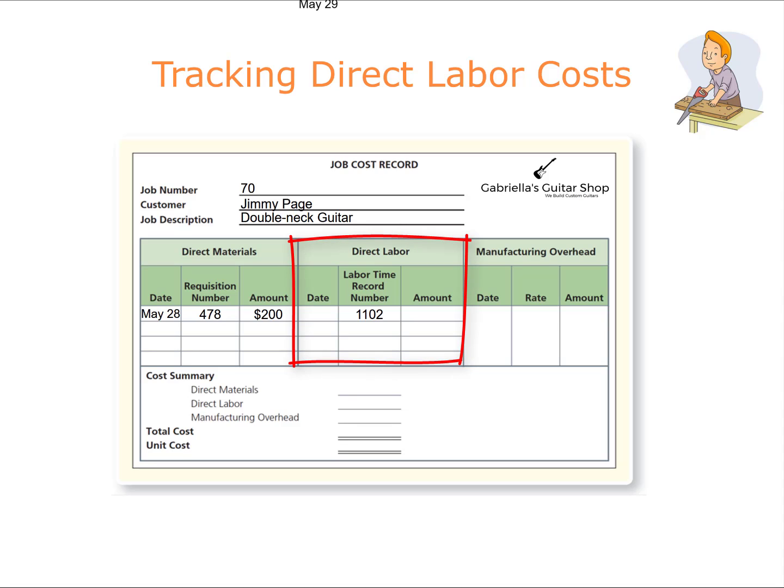So let's say it's May 29th, and Willie the woodworker puts in 4 hours working on the body of the guitar for job number 70. Willie's paid $25 an hour, so that totals $100 of direct labor added to job 70's job cost record.